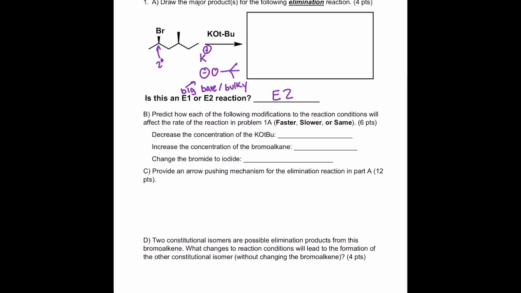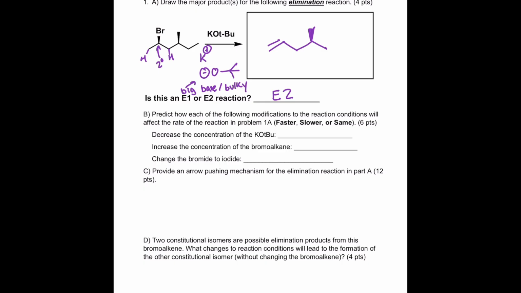So this is really big and bulky, so you can't just take any hydrogen. There's a hydrogen here and there's a hydrogen here. Since it's such a big and bulky base, it's more likely to take this hydrogen. So it's going to take this hydrogen, and then this is going to leave, and that's going to form our double bond, which I can draw right here. And then that is our answer. So we answered that part. Let's just move on to question B then.